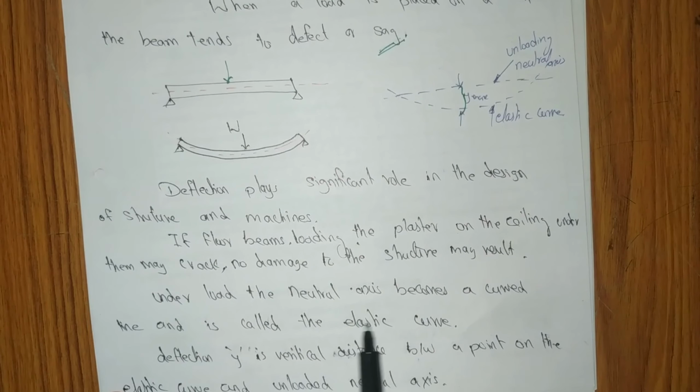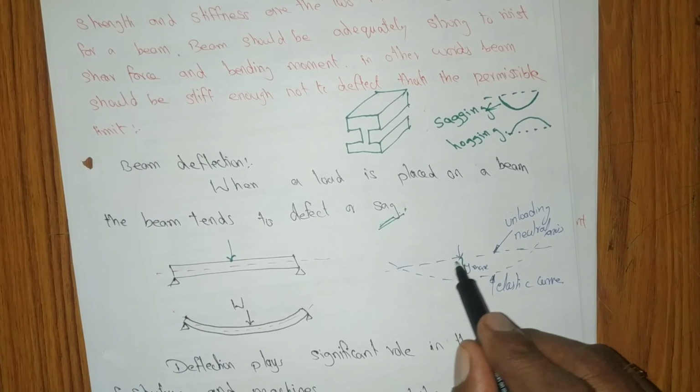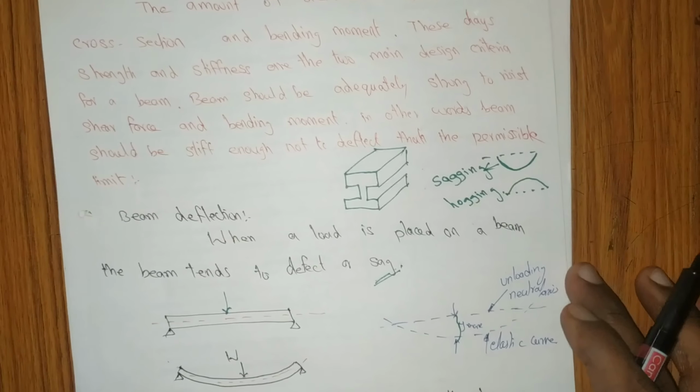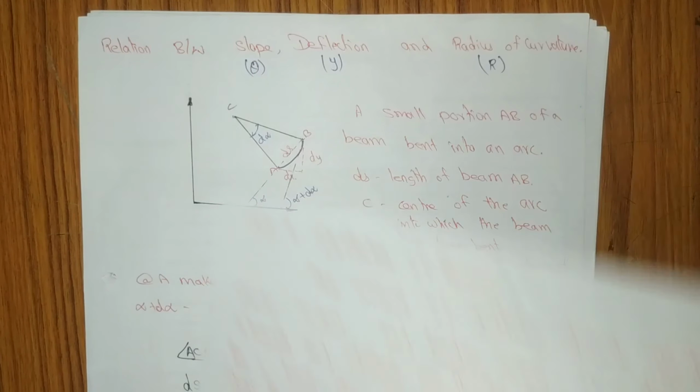Under load, the neutral axis becomes a curved line and it is called an elastic curve. We are saying that the neutral axis becomes an elastic curve, right? The deflection y is the vertical distance between a point on the elastic curve and the unloaded neutral axis. It means this is a vertical line, the distance between the unloaded neutral axis and the elastic curve. These are the terms we are using in our beam deflections, right?